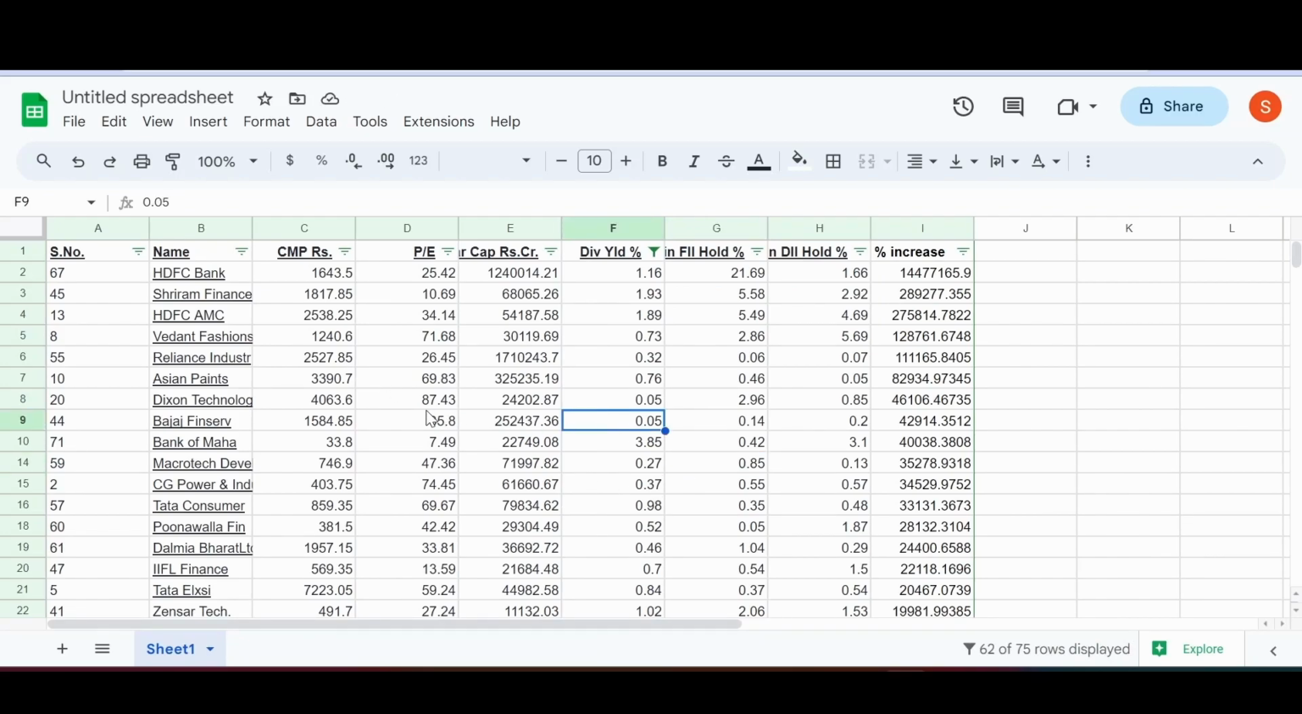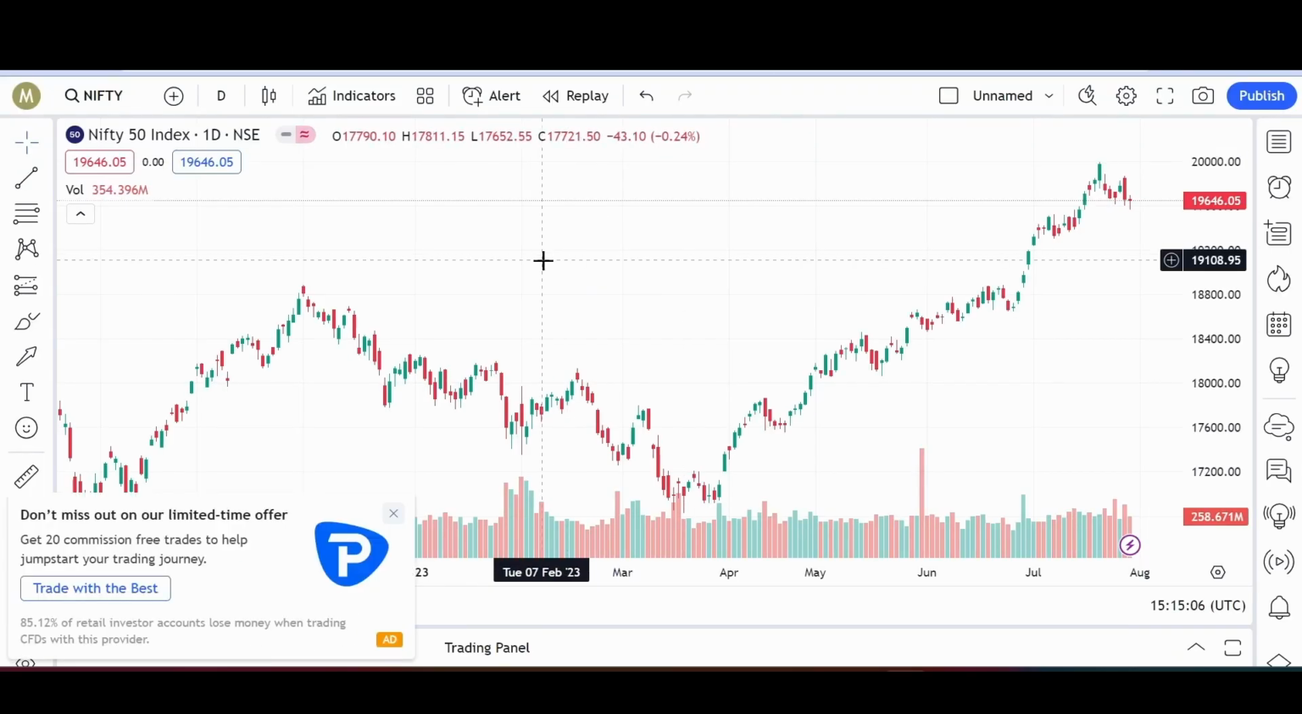So now we filtered out all our stocks. We already finalized our stocks. From this, we will see technically which are strong. And now coming to TradingView. This is tradingview.com, the charting website.